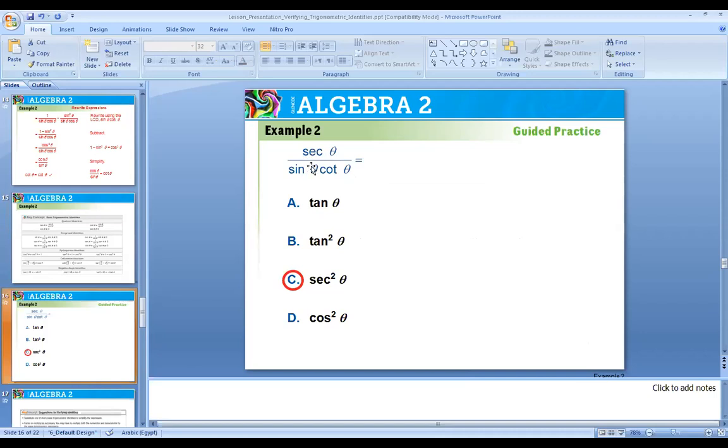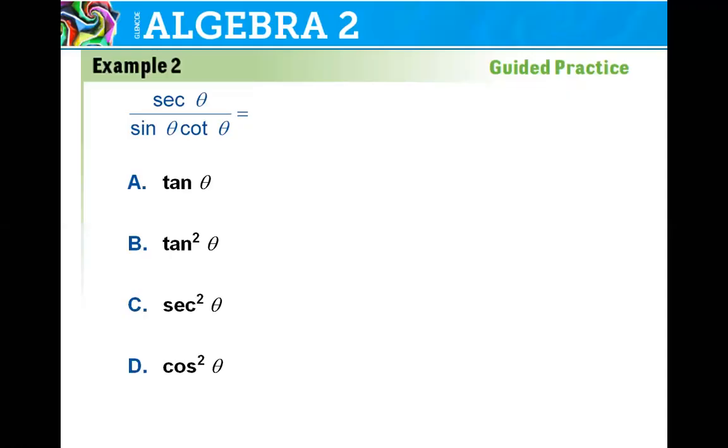Sec theta over sine theta cotan theta. It's equal to, I need first to make it like this. Okay, let's start.